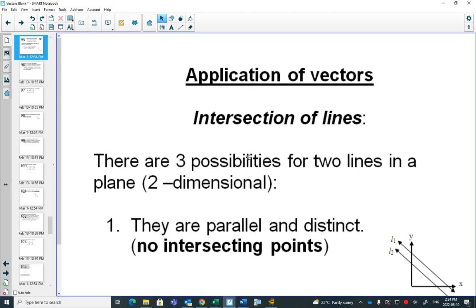When you have lines in 2 dimensions, there are 3 possibilities. Here is possibility number 1. They are parallel and they never intersect. So the question is, how could you tell, if you had a vector equation of a line, that 2 lines were parallel and will never intersect?